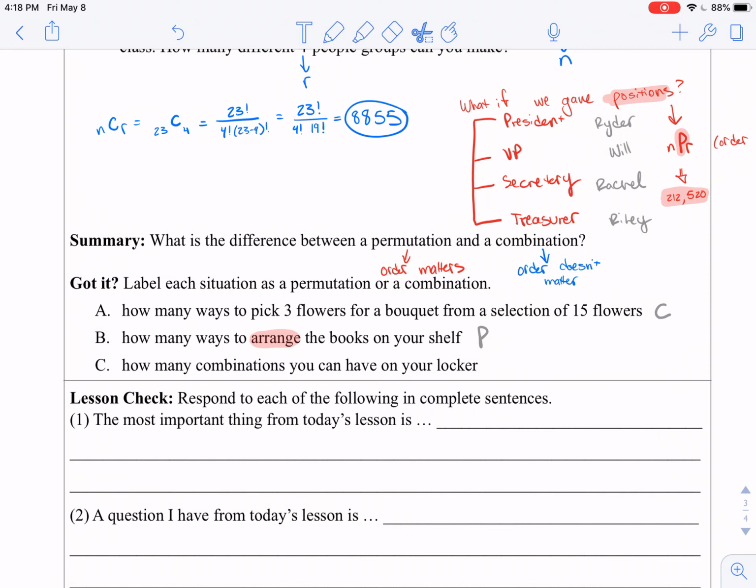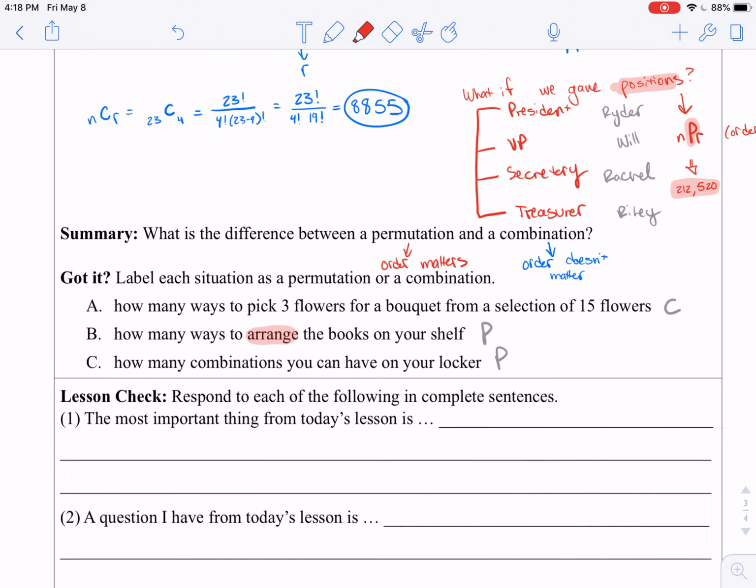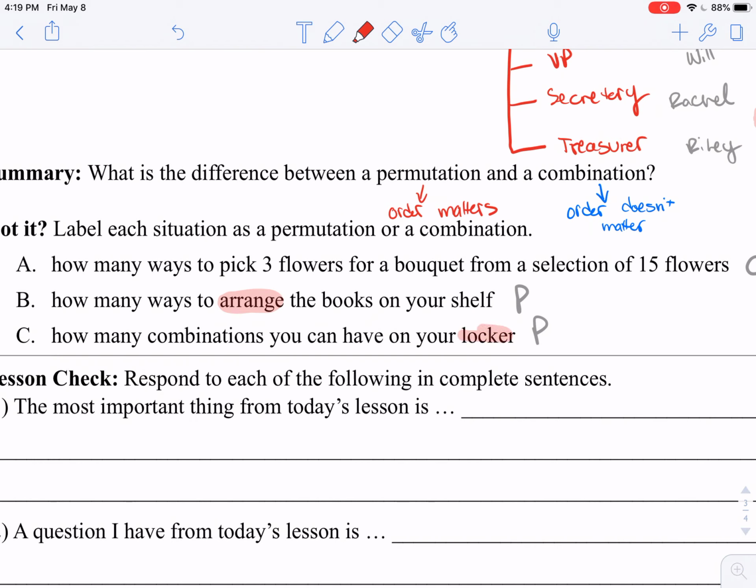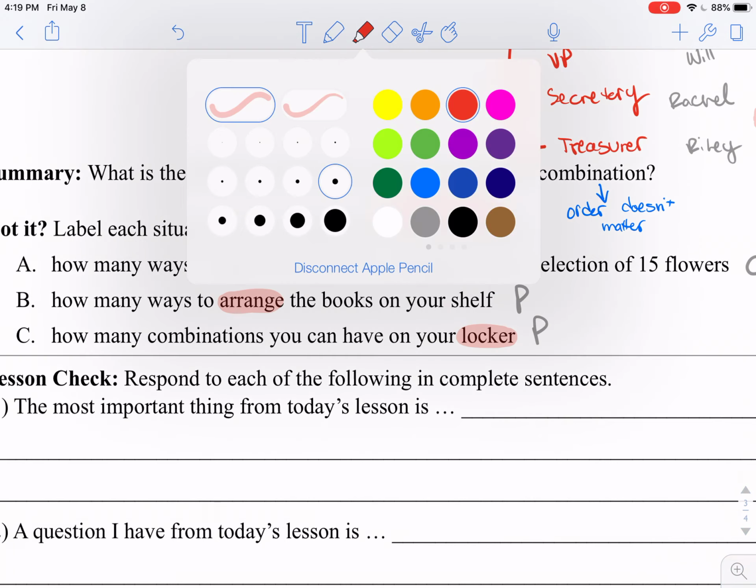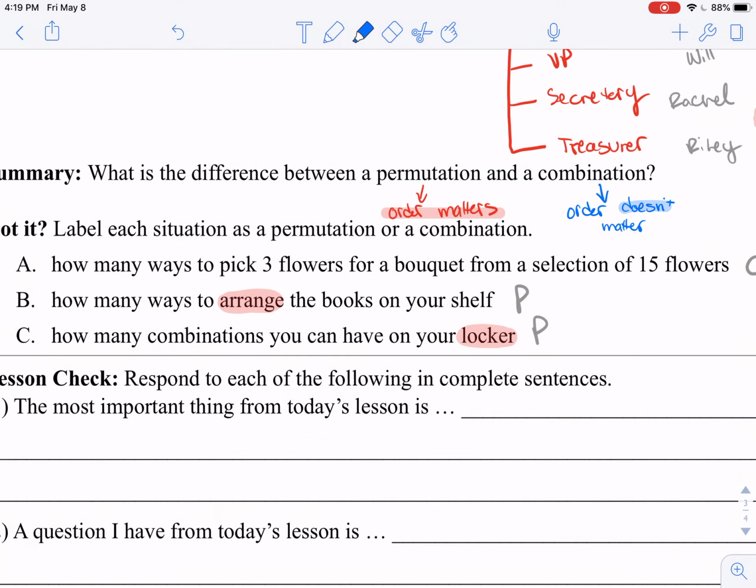And finally, how many combinations can you have on your locker? This is a trick question. It's a permutation. Even though it says combination, when you have your locker, order matters because there's a difference between dialing 438 and 348. That's going to be the wrong combination. So when we say locker combination, we're actually using combination wrong. It should be a permutation. Why? Because in permutations, order matters, and in combinations, order doesn't matter.